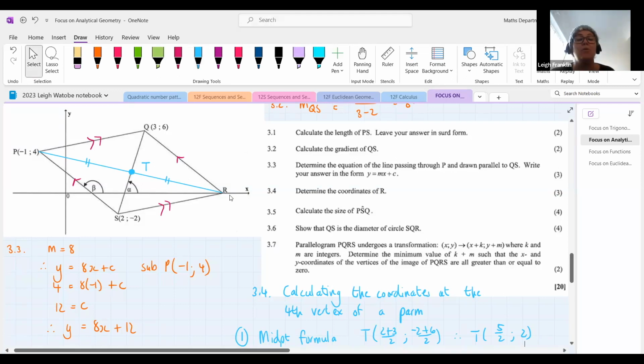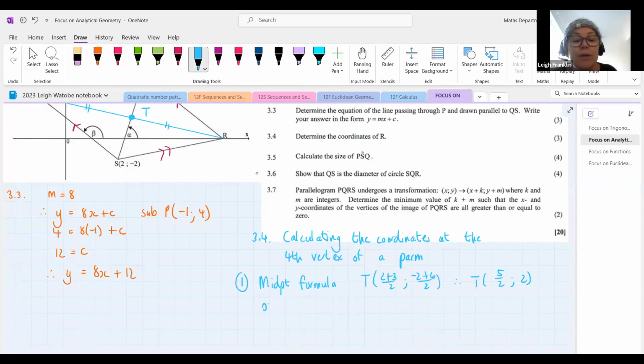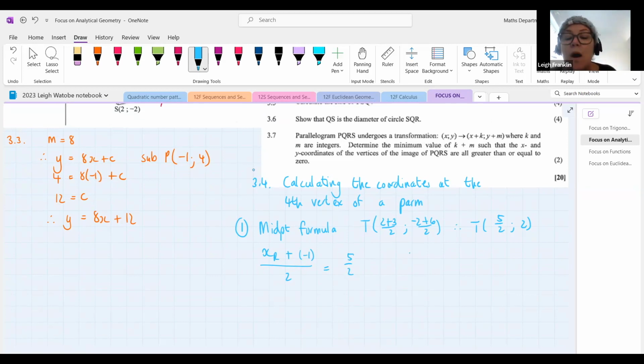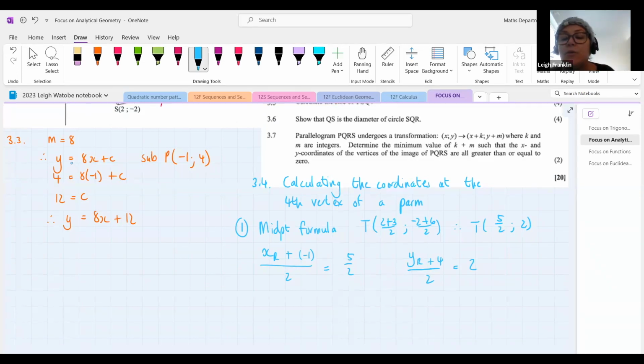Now we can work backwards to R. So in other words, the x coordinate at R plus the x coordinate at P, which is -1, over 2 is going to be the x coordinate at T, which is 5/2. As far as the y coordinate at R is concerned, the y coordinate at R plus 4/2 is equal to the y coordinate at T, which is 2. Okay, so we've got x minus 1 equals 5, so x equals 6.